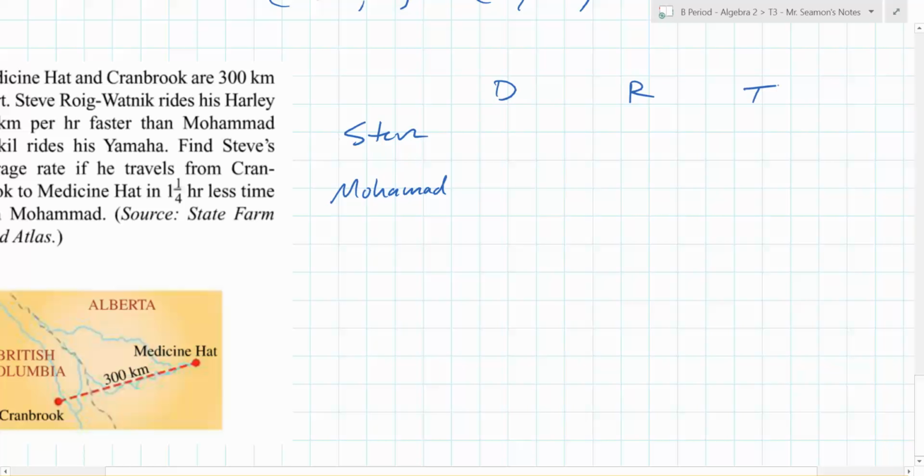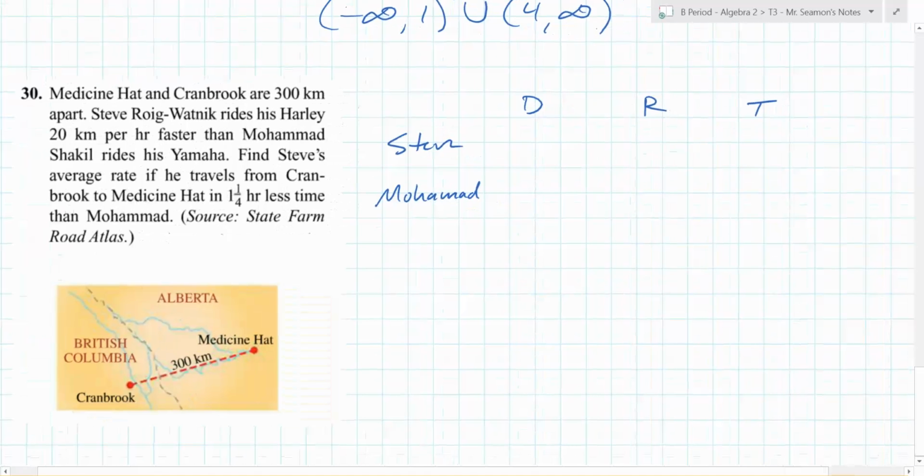What 3 columns do we have? Distance, rate, and time. What's the distance for both? 300 kilometers. 300 for both of them. Do we know the rate for Steve? No. So what do we write it as? Let's say R. What's the relationship between Steve's rate and Muhammad's rate?